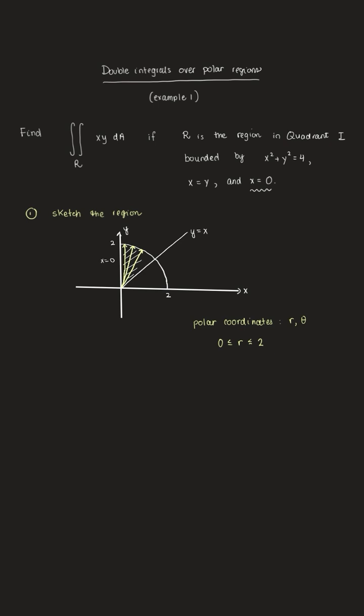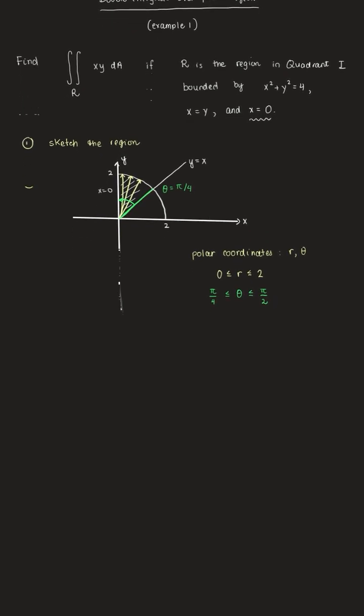Now, how about theta? Well, theta is going to vary from the angle here. I'm drawing in green on my diagram where y equals x. That's theta equals pi over 4. And so we're going to take theta from pi over 4 all the way to pi over 2. Okay, so we have defined our polar region, and we're integrating with respect to r and with respect to theta. r will go from 0 to 2, theta from pi over 4 to pi over 2.